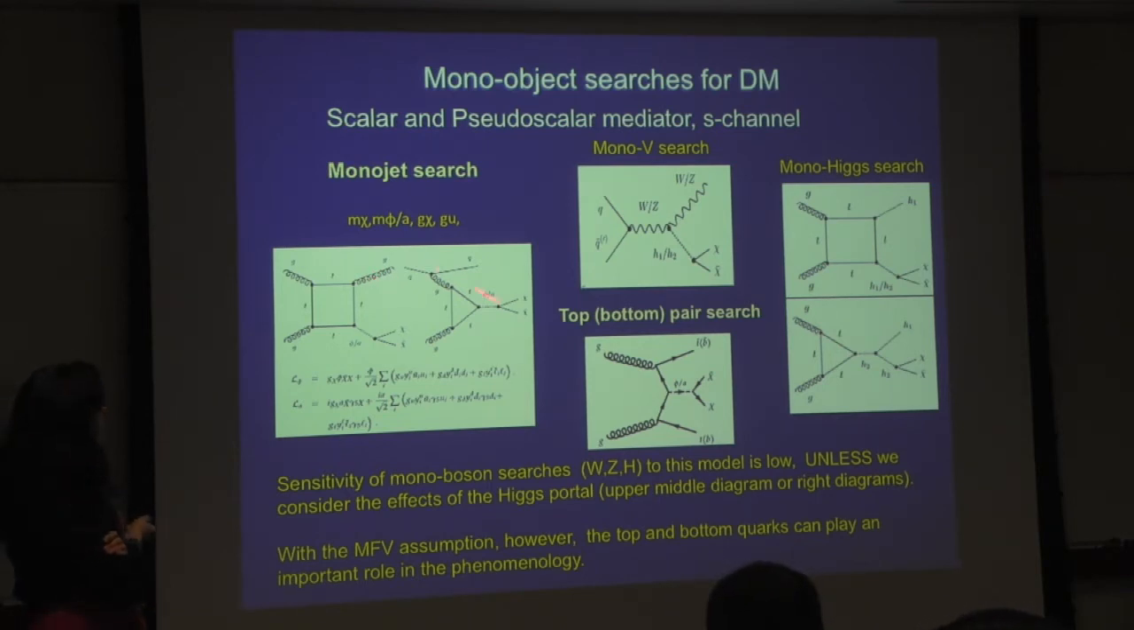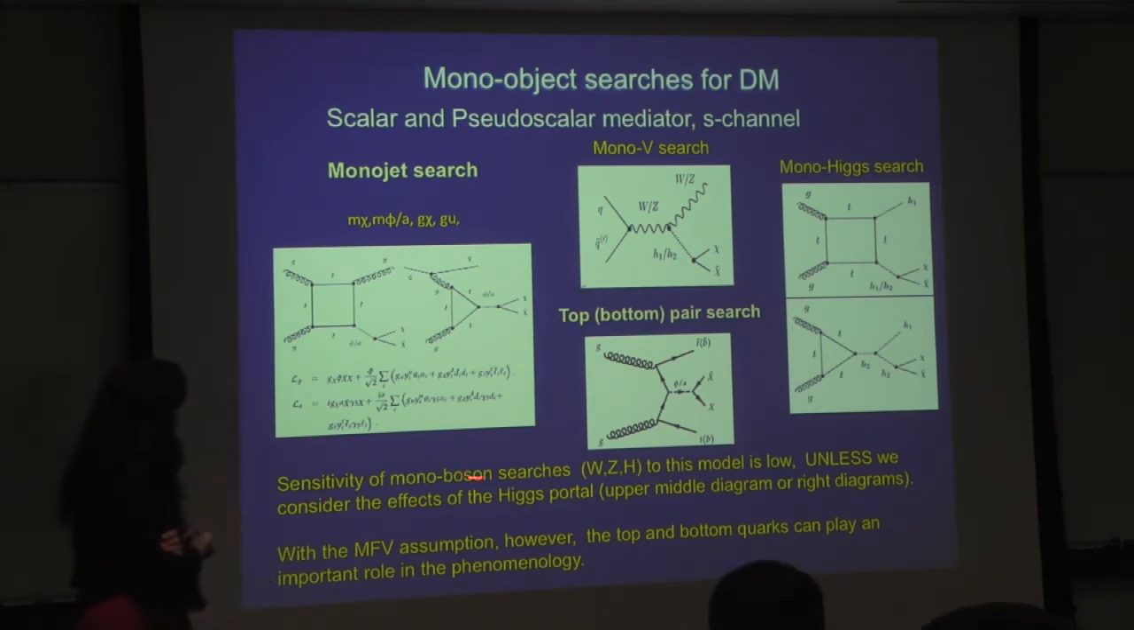This is another case where now it's an S-channel production directly of the pseudoscalar or the scalar, and then I have this additional Higgs here. So these are mono-Higgs searches in this parameter space.